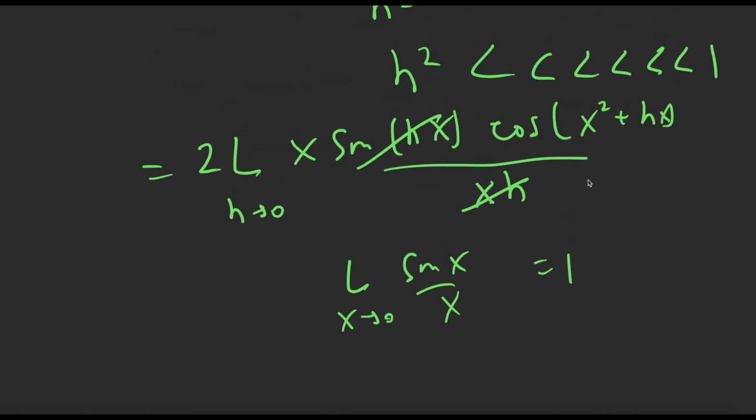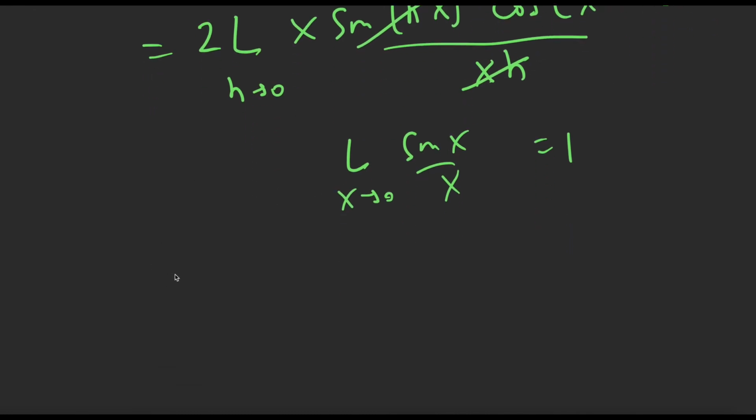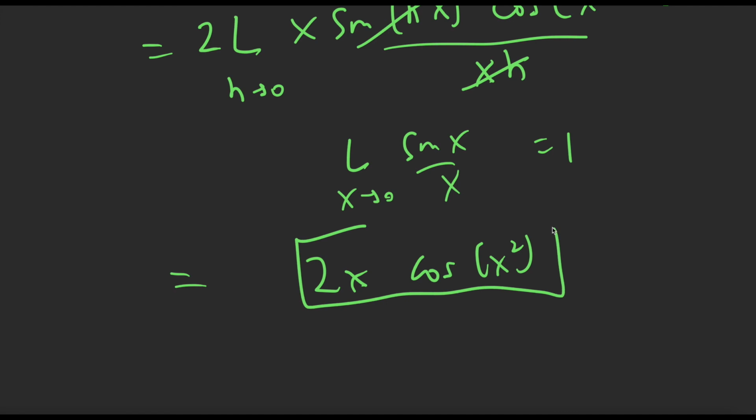And now if you see that this is not an indeterminate form, so you can directly put the value of h as equal to 0 and get the answer, because x does not depend on h, and cos is a continuous function and the numerator is 1. So we can directly put in h is equal to 0, and that gives us 2x cos x square, which we have seen by chain rule and the same method.